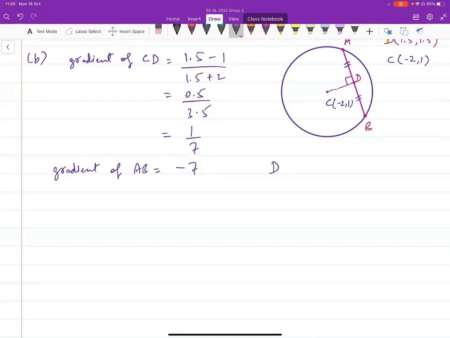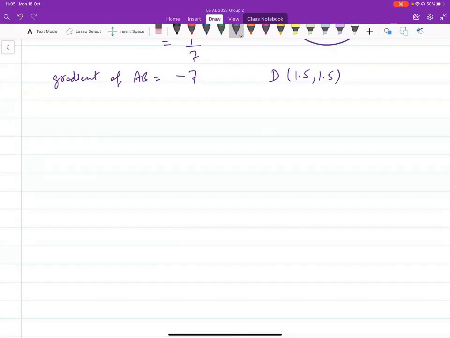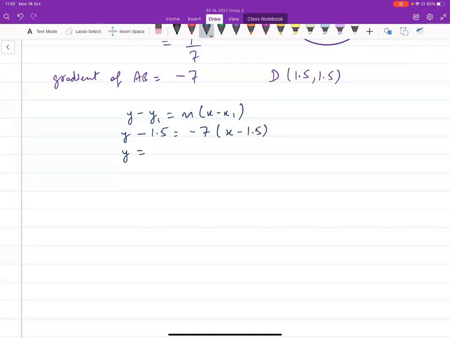We have a point lying on the line, and that's the point D, which is 1.5 and 1.5. We can find the equation of AB using these. So let's find that. y minus y1 equals m into x minus x1, and that gives us y minus 1.5 equals the gradient, that's -7, into x minus 1.5, and we get y equals -7x plus 10.5 plus 1.5, and that's y equals minus 7x plus 12. That's the equation of the line AB.